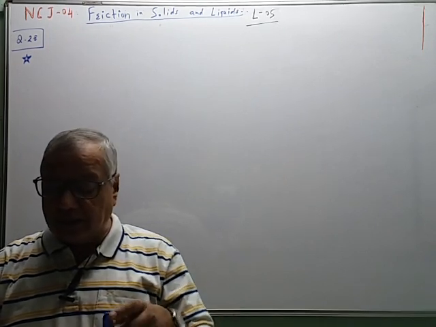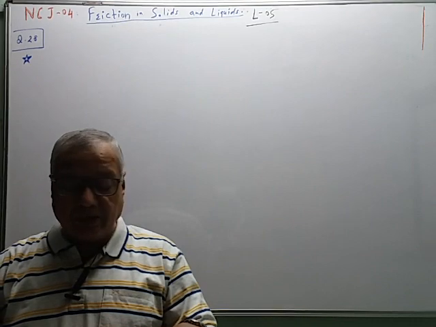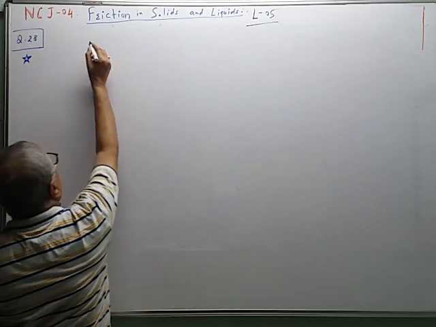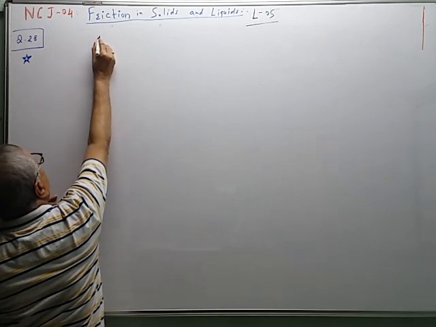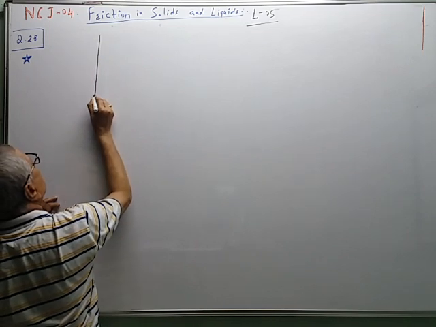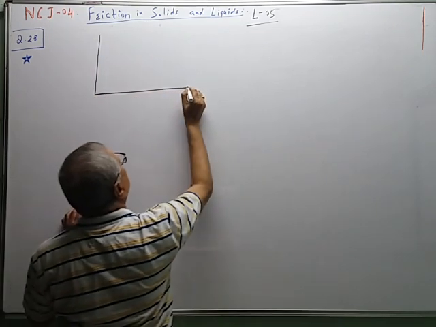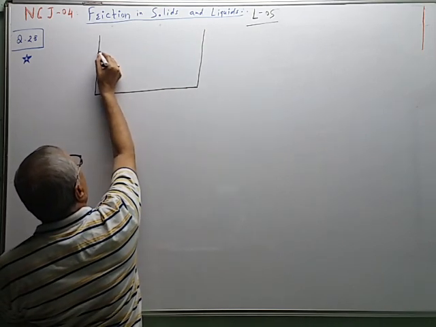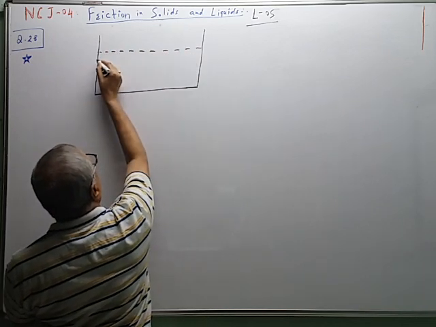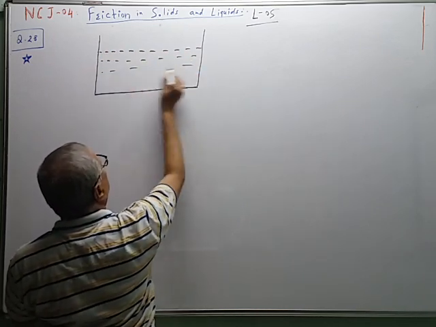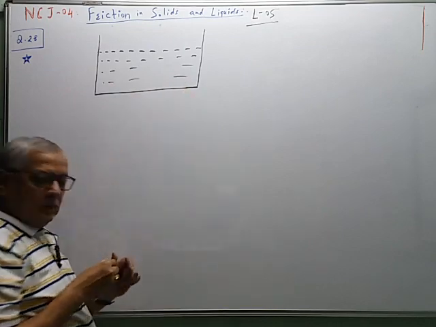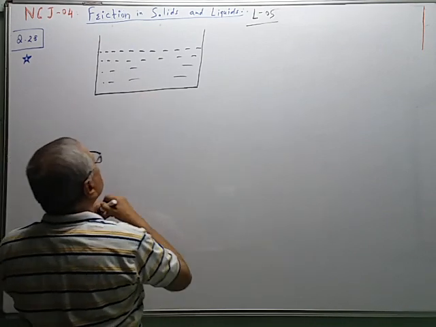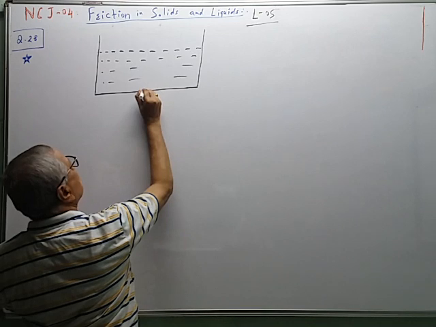So the situation and the given quantity are like this. Without figure we cannot understand the problem. So the arrangement is like this. This is a tank, filled with water. At the middle means this half point, there is a partition here, and that partition has a door.